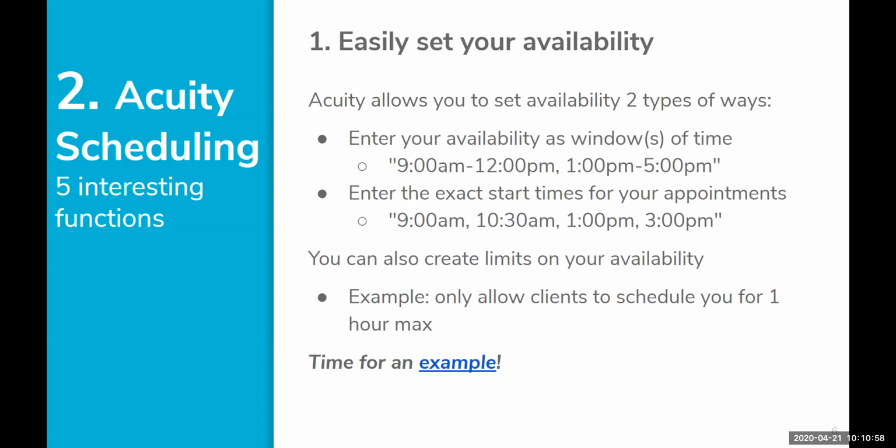And then you can also create time limits on your availability. So for instance, maybe I'm available from that window of time, that 9 a.m. to 12 p.m., but I only want my clients to be able to schedule me in 1 hour max increments. So I could set on my Acuity calendar that I'm available from 9 to 12, but then I only have the times for my clients to book at 9 a.m., 10 a.m., 11 a.m., and 12 p.m. or whatnot. So I'll click on this.